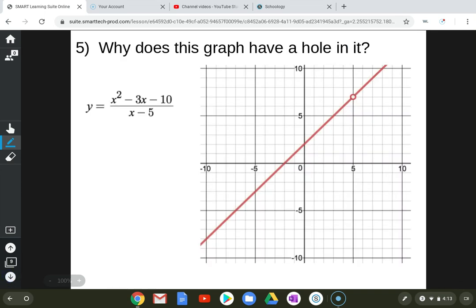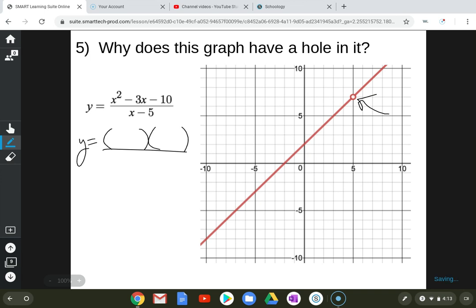What on earth is this? Can you have a graph with a hole in it? Yes, you can. How does this happen? And now we're getting into where we are going to start factoring like crazy. So get ready to factor because we are in the world of factoring. How do we know that there's a hole? Well, let's factor the top.